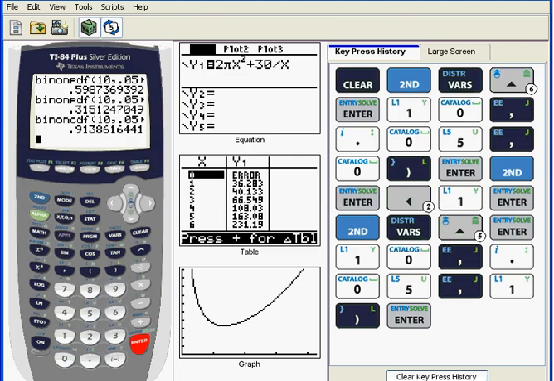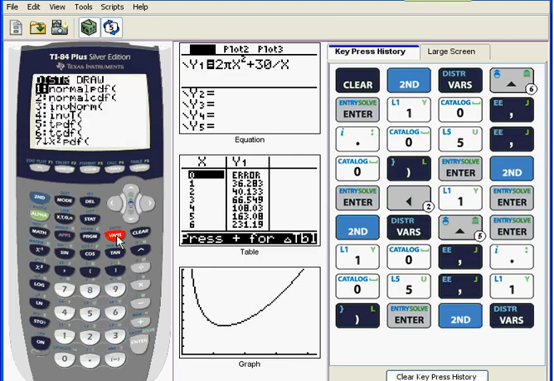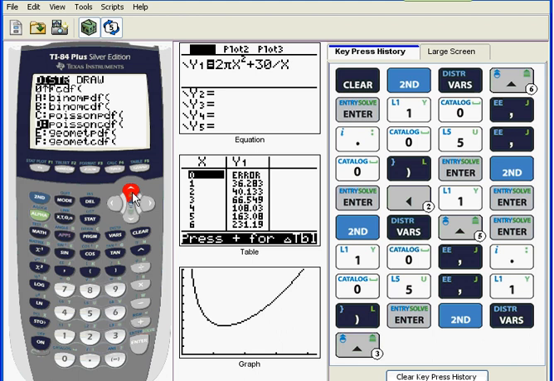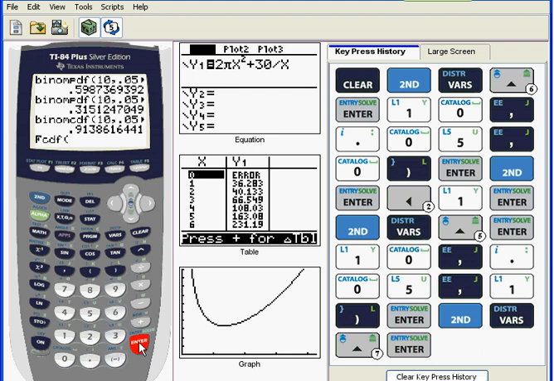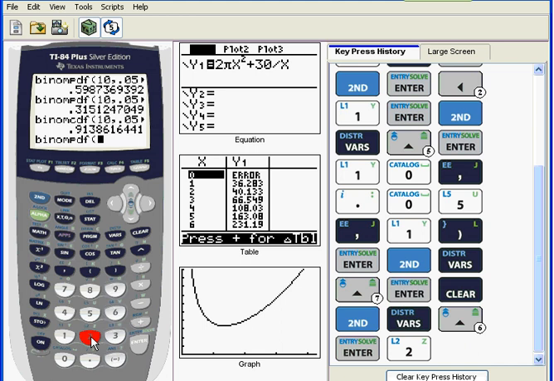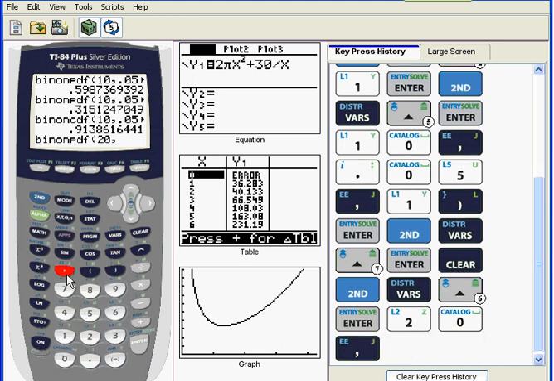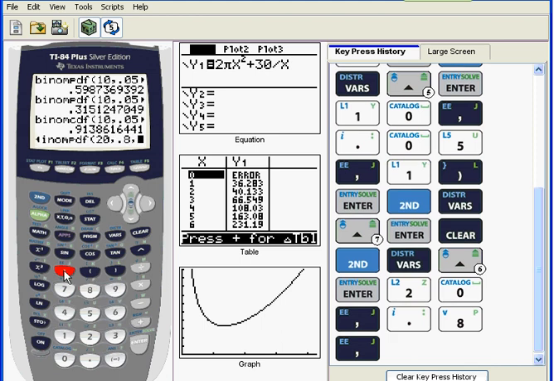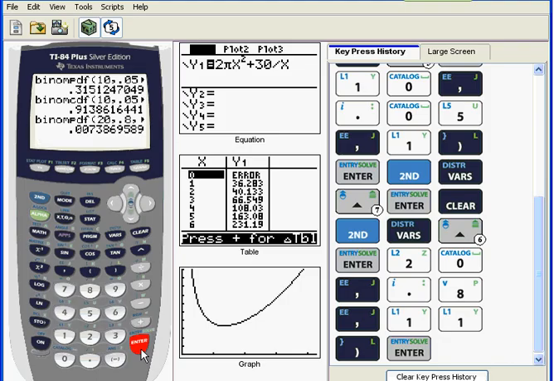So let's go do that. Second distributions, binomial PDF. There it is. Oh, I pressed the wrong button here. Clear. Second distributions. There we go. So binomial PDF, 20, because there's 20 players, the probability any one particular player graduates is 0.8 according to the university, comma, and 11. We hit enter, and we get a very small probability.